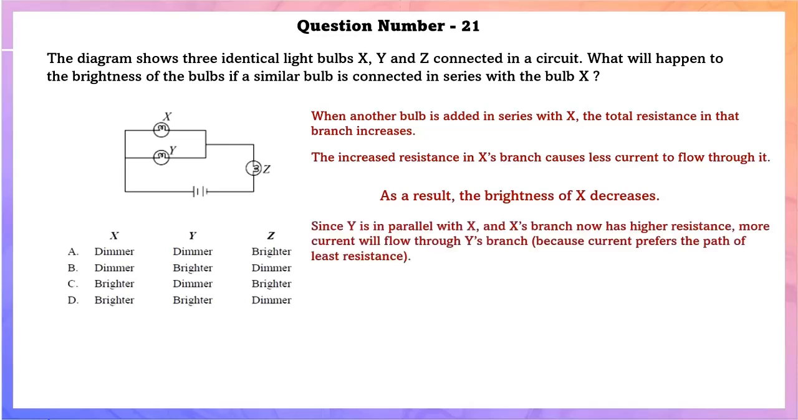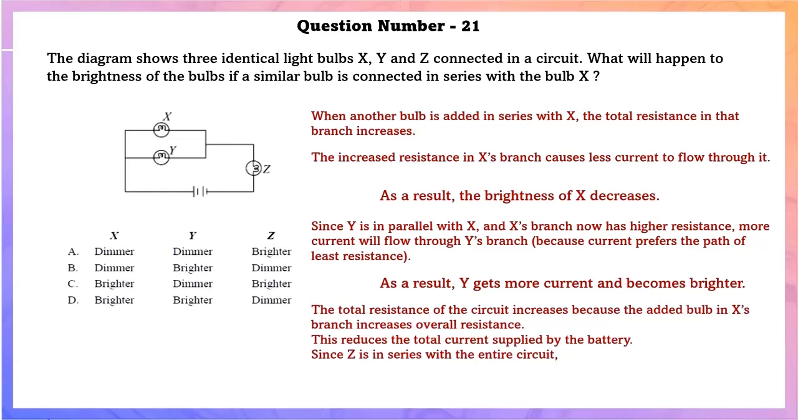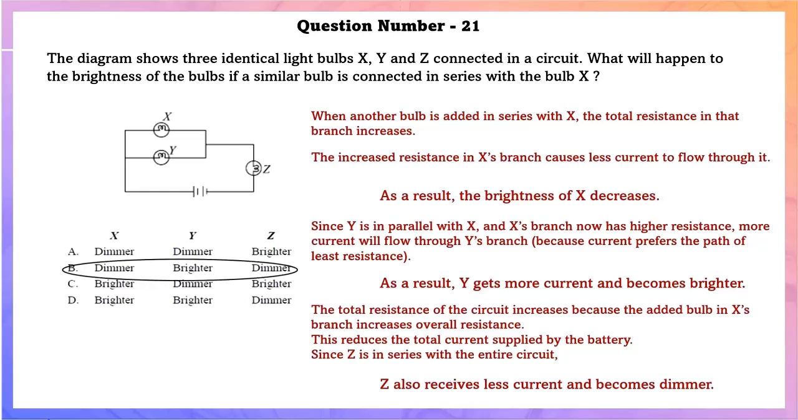Since Y is in parallel with X and X's branch now has higher resistance, more current will flow through Y's branch, because current prefers the path of least resistance. As a result, Y will get more current and becomes brighter. The total resistance of the circuit increases because the added bulb in X's branch increases overall resistance. This reduces the total current supplied by the battery. Since Z is in series with the entire circuit, Z also receives less current and becomes dimmer. Therefore, the correct option is B. X becomes dimmer, Y brighter and Z also dimmer.